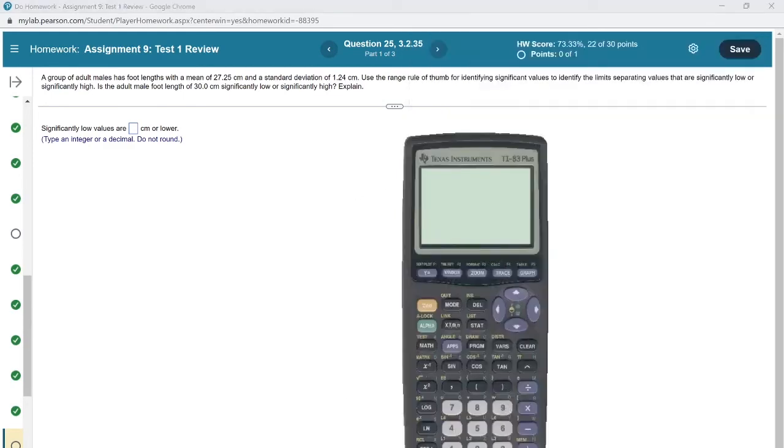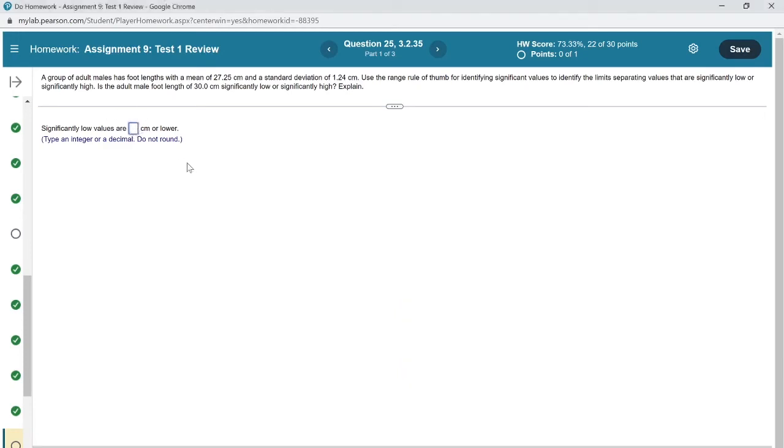So in our case the mean is 27.25 minus, use the parentheses, 2 times the standard deviation, which is 1.24, close the parentheses. That gives you 24.77. Anything less than 24.77 is a significantly low value. So 24.77, no rounding, always read the instruction.